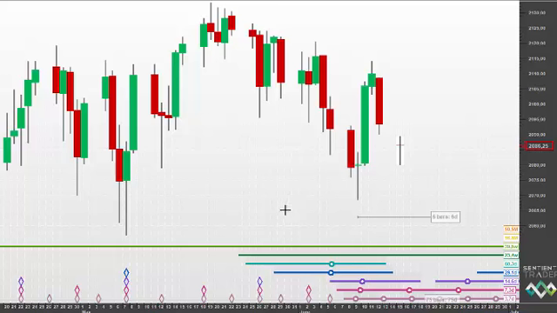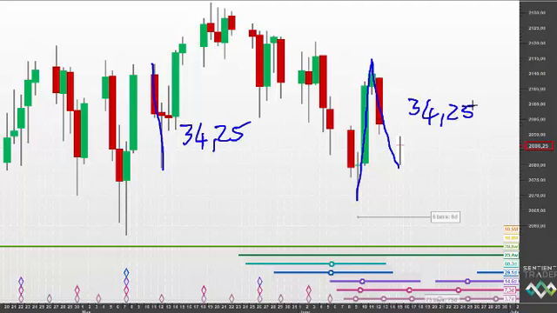Very interesting. I find numbers particularly fascinating. So we also had a retracement of 34.25 points. Here we had a retracement of 34.25 points, and here we had a retracement of 34.25 points. Probably purely coincidental, but anyway.